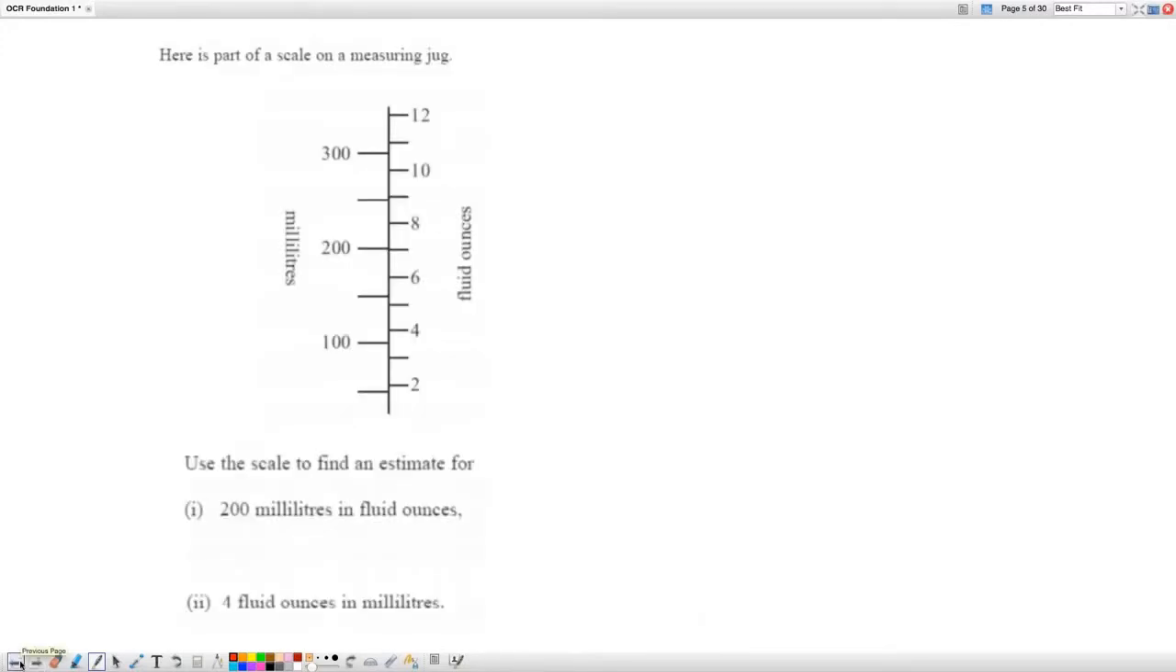Here is part of a scale of a measuring jug. We can see on the left-hand side millilitres and here fluid ounces. Using this scale, we need to find an estimate for 200 millilitres. So not the exact amount, but approximately how many fluid ounces. Well, 200 is here, and you can see it's almost in line with this. This line here must be representing 7, if we've got 6 and 8, halfway 7. Slightly above, but only a tiny bit.